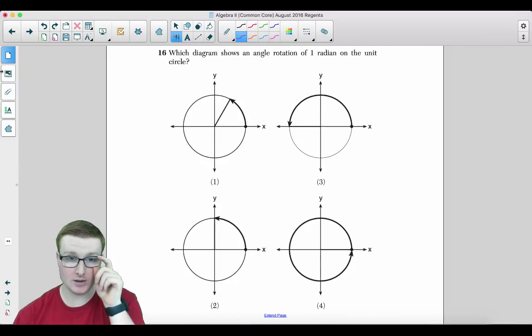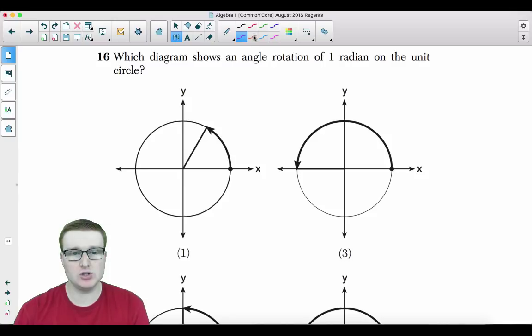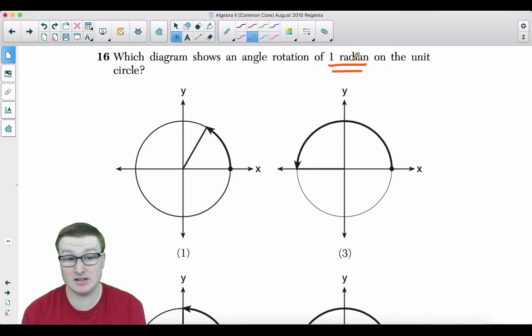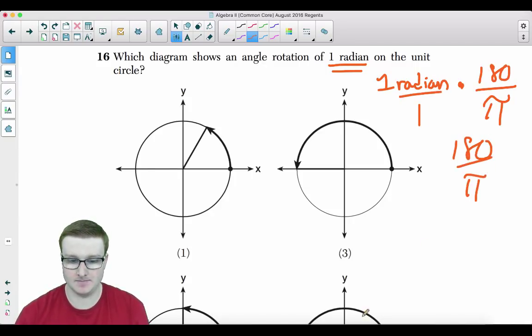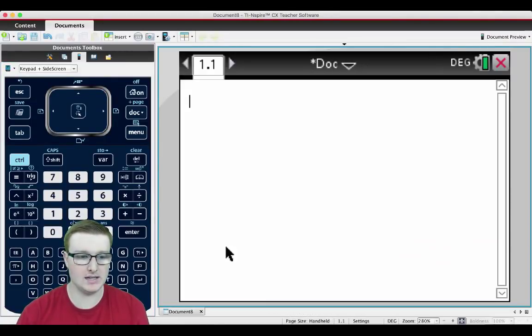Moving on to 16. Which diagram shows an angle rotation of 1 radian on the unit circle? So, what is 1 radian? Now remember, we're always used to working with degrees. Okay, we like degrees because we did it in geometry. So for 1 radian, we can convert radians to degrees by multiplying by 180 over pi. So I'm going to take 1 radian and multiply it by 180 over pi. Okay? If you do this, it's just 180 over pi. 1 times 180 is 180. Divide that by pi. Go to your calculator. Type in 180 divided by pi.